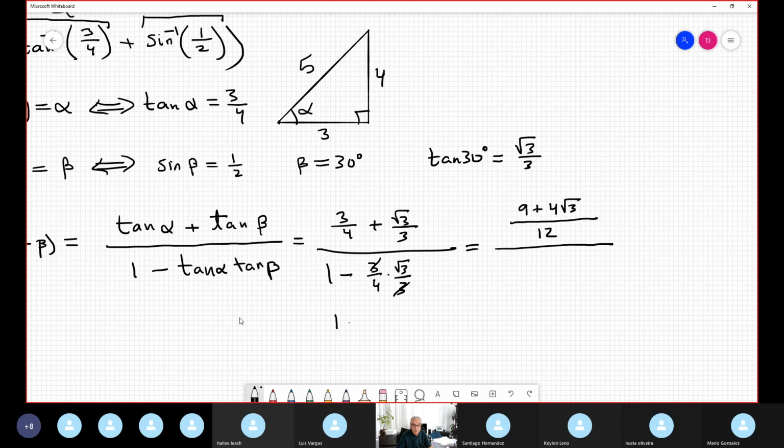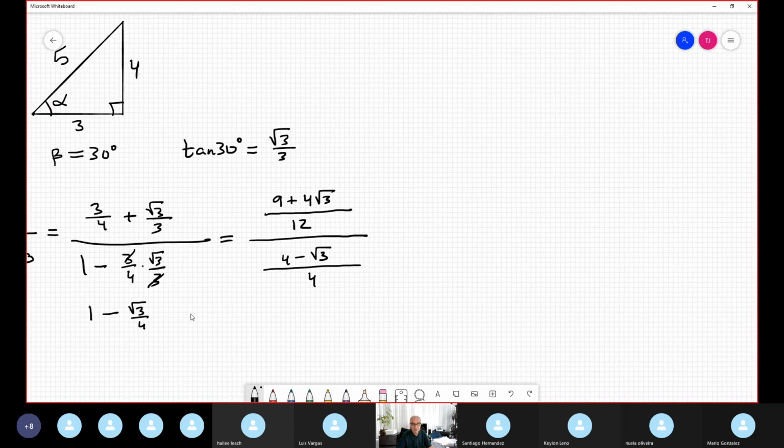Let me go over here. 1 minus radical 3 over 4. Because this 3 disappears, that's a 4. So we have 4 minus radical 3. Something like that, right? Okay, now I continue. I copy the first fraction exactly the same: 9 plus 4 radical 3 divided by 12. And you flip it, that's 4 over 4 minus radical 3.